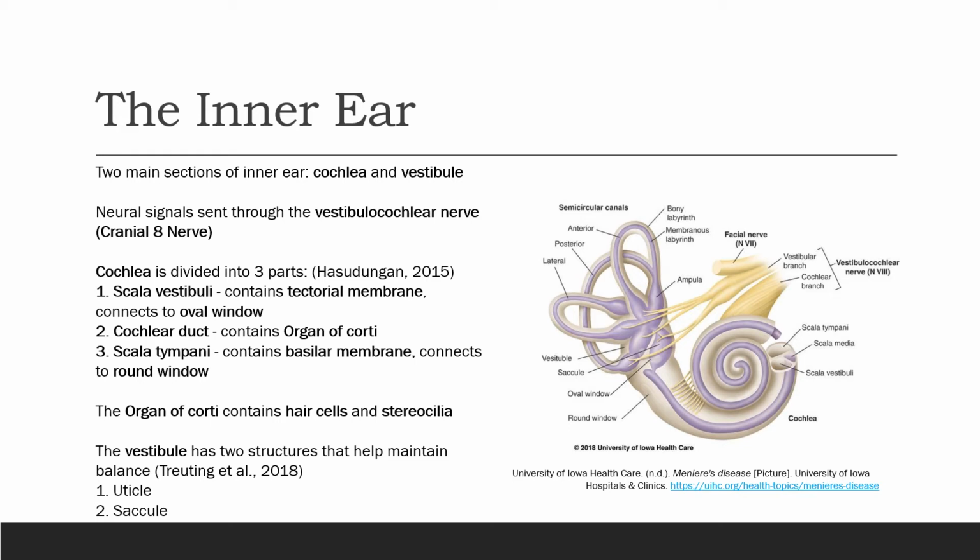The oval window is the first opening in the cochlea, and it is connected to the scala vestibuli. The second opening of the cochlea is the round window, and it is connected to the scala tympani. Both the oval and round window function in hearing, which we will discuss later. Within the cochlear duct is the organ of Corti. This functions as a sensory receptor for hearing.